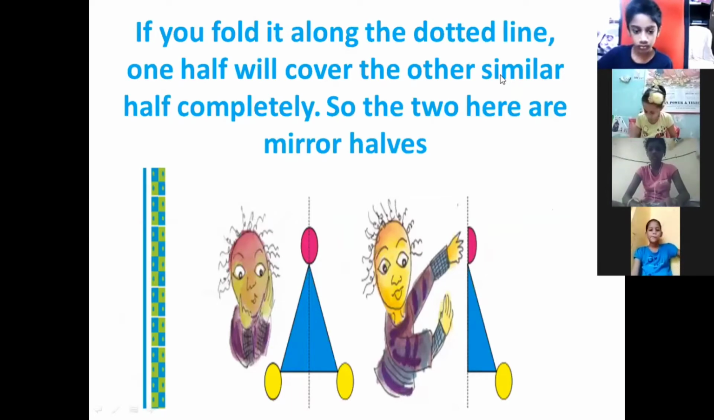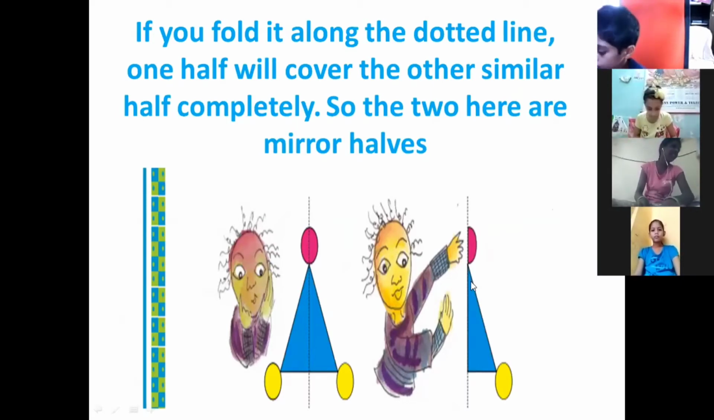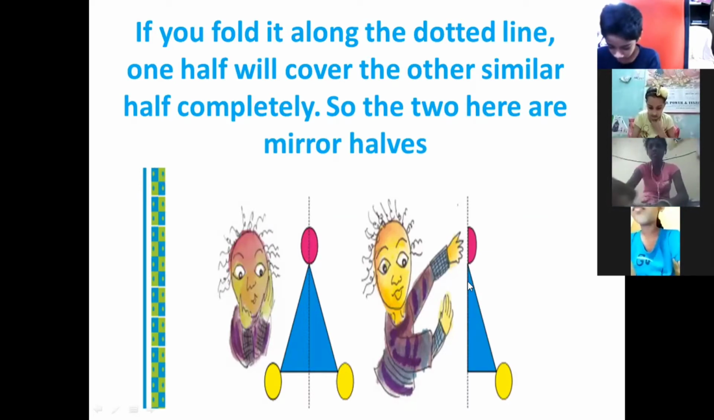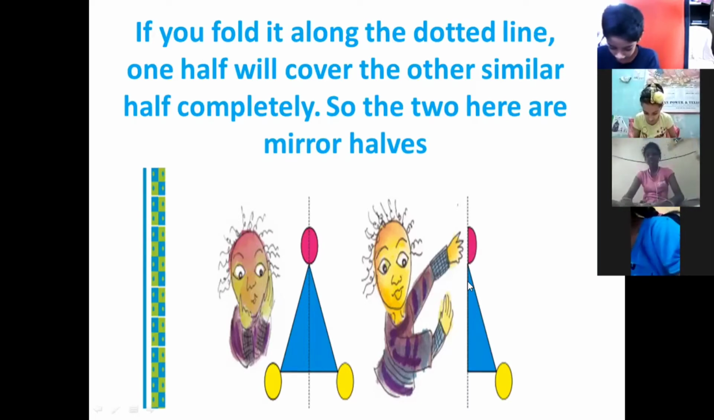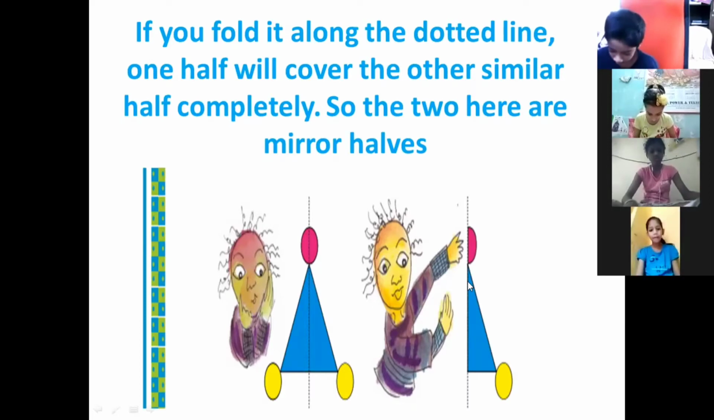Observe this picture here. When you fold this triangle, the first half completely covers the second half. That means if you fold it along the dotted line, one half will cover the other similar half completely. So we can say that this figure has mirror halves. The two parts are said to be mirror halves of each other.